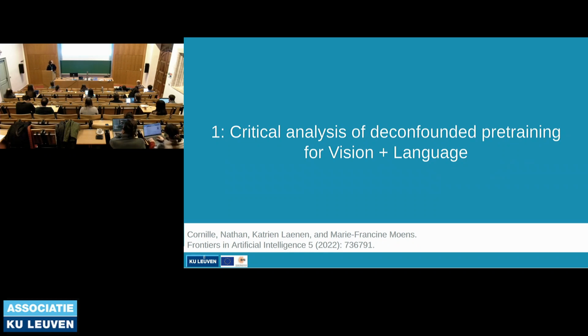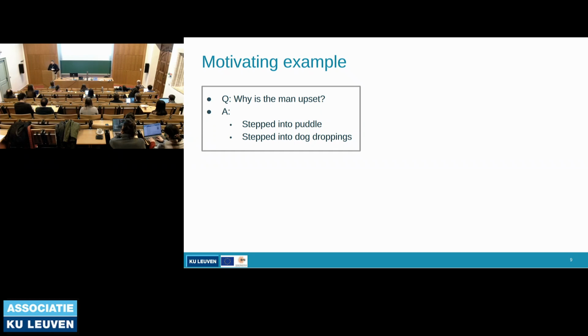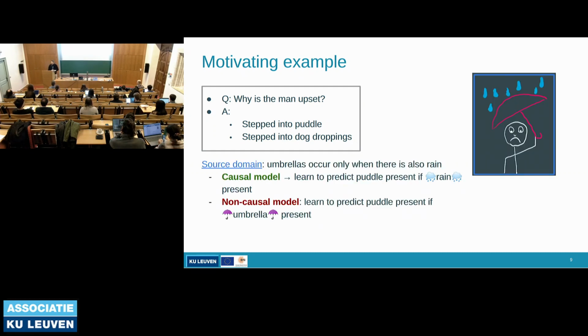So for the first view, there was this paper we did. The motivating example is visual linguistic tasks like visual question answering. You have here a question: why is the man upset? Either he stepped into a puddle or he stepped into some dog droppings. In your source domain, you might have always seen that umbrellas occur whenever there is rain. And so both a causal model and a non-causal model might work quite well in the source domain. A causal model uses rain to predict the presence of puddles, and a non-causal model uses umbrellas to predict the presence of puddles.